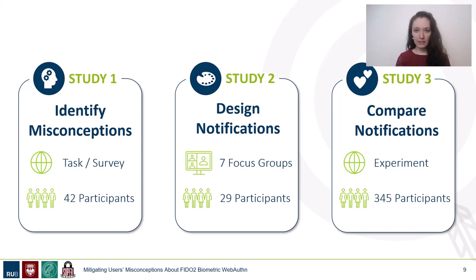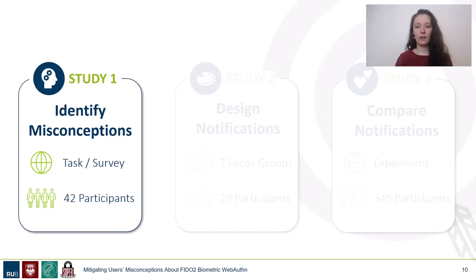Lastly, in our third study, we had 345 participants for an online experiment in which we assigned each person a specific way of logging in and a notification to compare the notifications that had been designed in study two. Let's have a closer look at study one. We asked participants to use their biometrics with the WebAuthn protocol to sign into our website. And afterwards, they completed a survey about what they thought was happening, which let us identify user understandings, perceptions, and also the misconceptions about biometric WebAuthn.